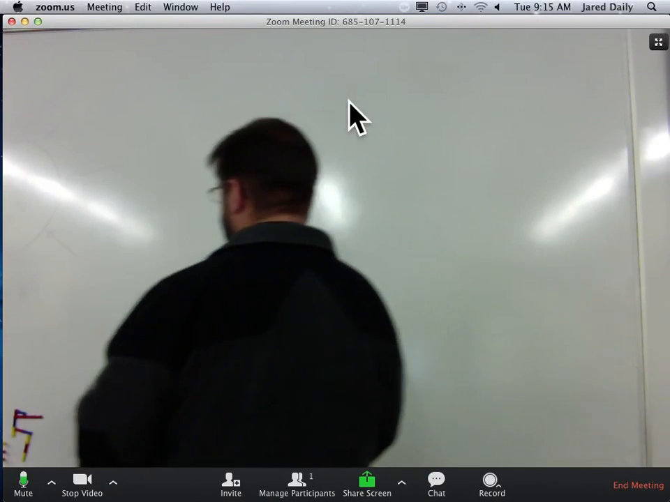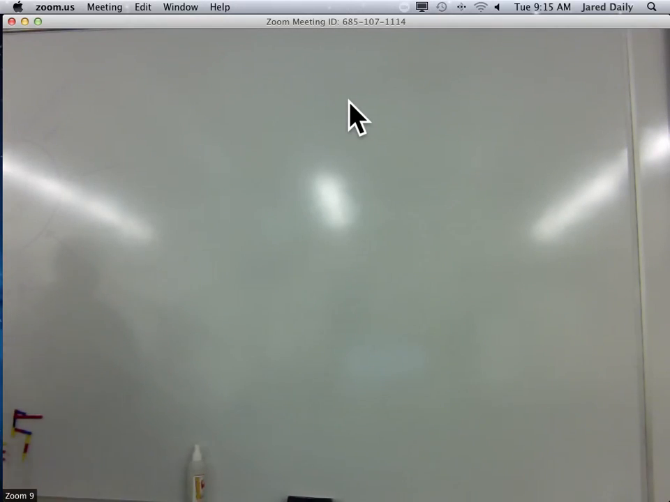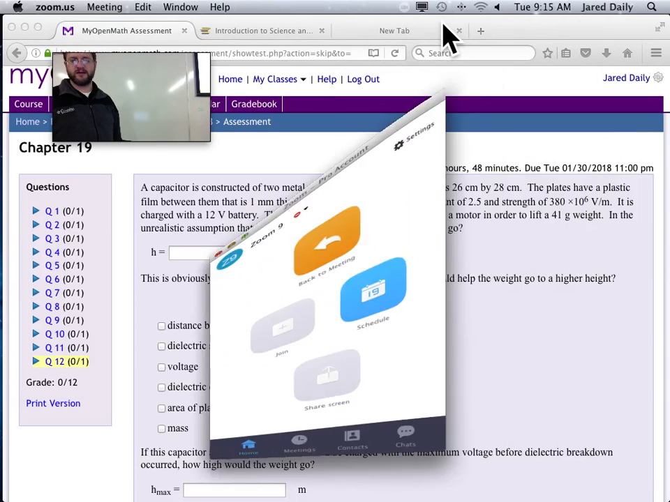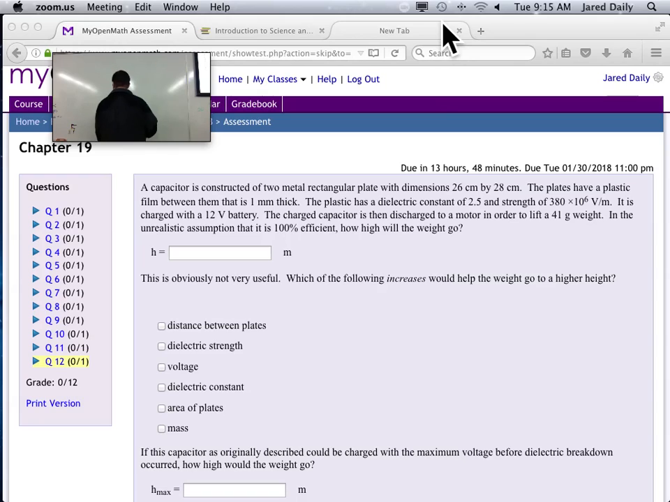Okay, you've got to do this. So, to get your PE, and then what is this problem all about? Converting... It says we have a capacitor constructed of 2 metal rectangular plates, right? And I'm going to start by drawing my capacitor. I've got my capacitor, 2 rectangular plates, okay? Dimensions 26 by 28, so I've got 26 centimeters by 28 centimeters. I'm going to label everything. Place a plastic film between them, so you might want to draw a plastic film in between them.